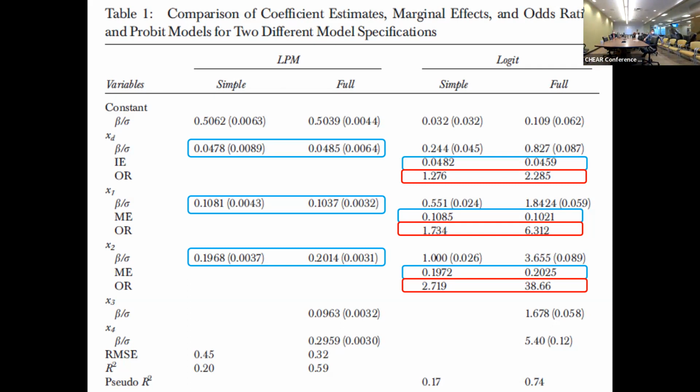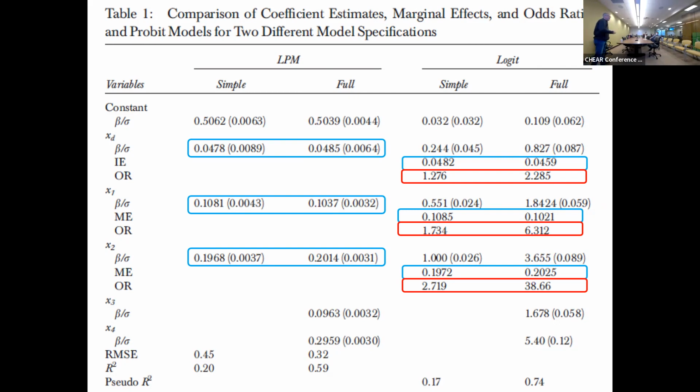Here we have a Logit, same data set. Here we have in red the odds ratio. This is positive, so we expect an odds ratio that's bigger than 1. But when we add the 2 additional variables down at the bottom, we see that the odds ratios blow up from 1.2 to 2.2, 1.7 to 6.3, 2.7 to 38.